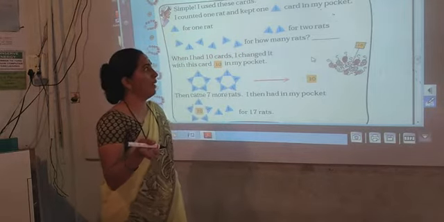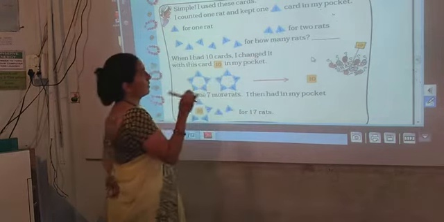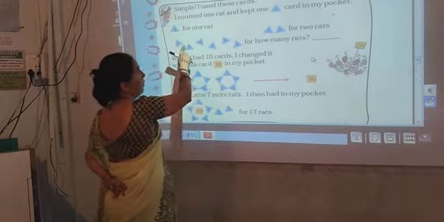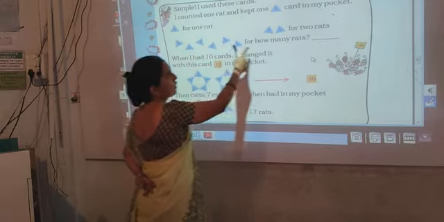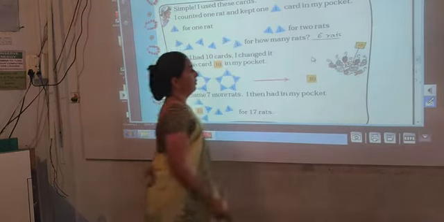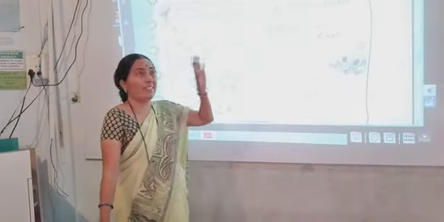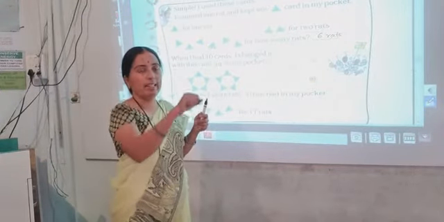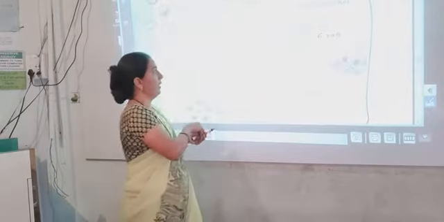For 2 rats, he is keeping 2 cards. So how many cards for how many rats? This is there. 1, 2, 3, 4, 5, 6. 6 cards for how many rats? 6 rats. When he got 10 cards of 1, he is exchanging. He is keeping these 10 cards of rupees 1 here and then he is keeping 1 card of rupees 10 in his pocket.